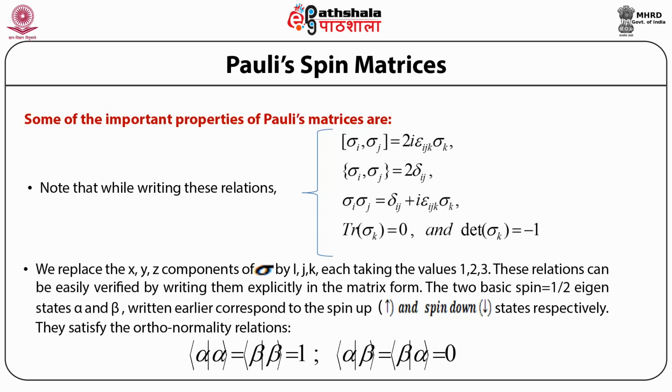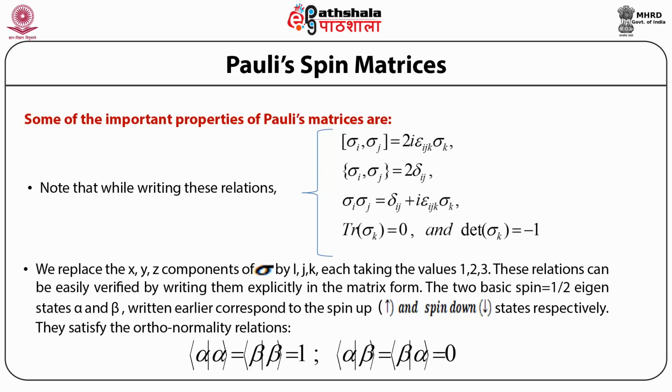The anti-commutation relation of sigma i and sigma j yields twice delta ij, which means if i is equal to j, then the anti-commutation relation of sigma i and sigma j gives a value 2, and if i is not equal to j, then the anti-commutation relation returns a value 0.